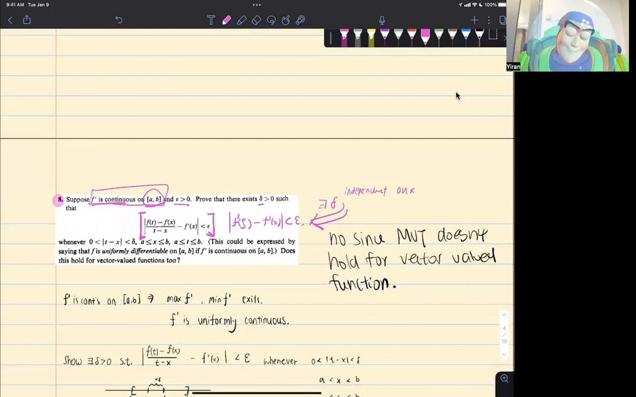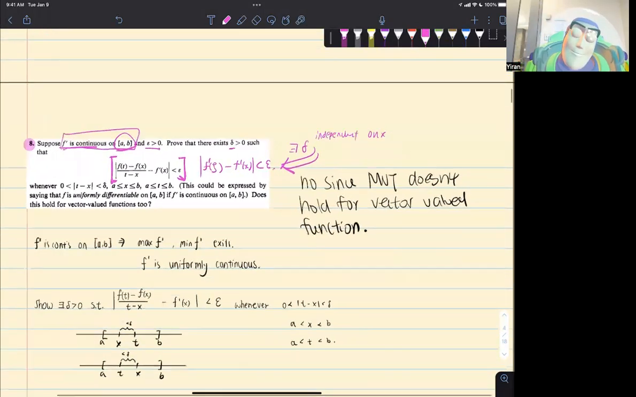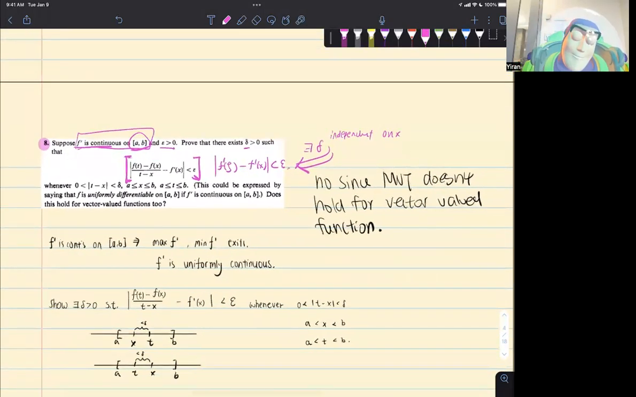I think we're done. Let me double check before getting back to you. Yes, I think this one holds, because our goal is to show this, and by the mean-value theorem it is equivalent to show this. And this is true given that f prime is uniformly continuous. Okay.